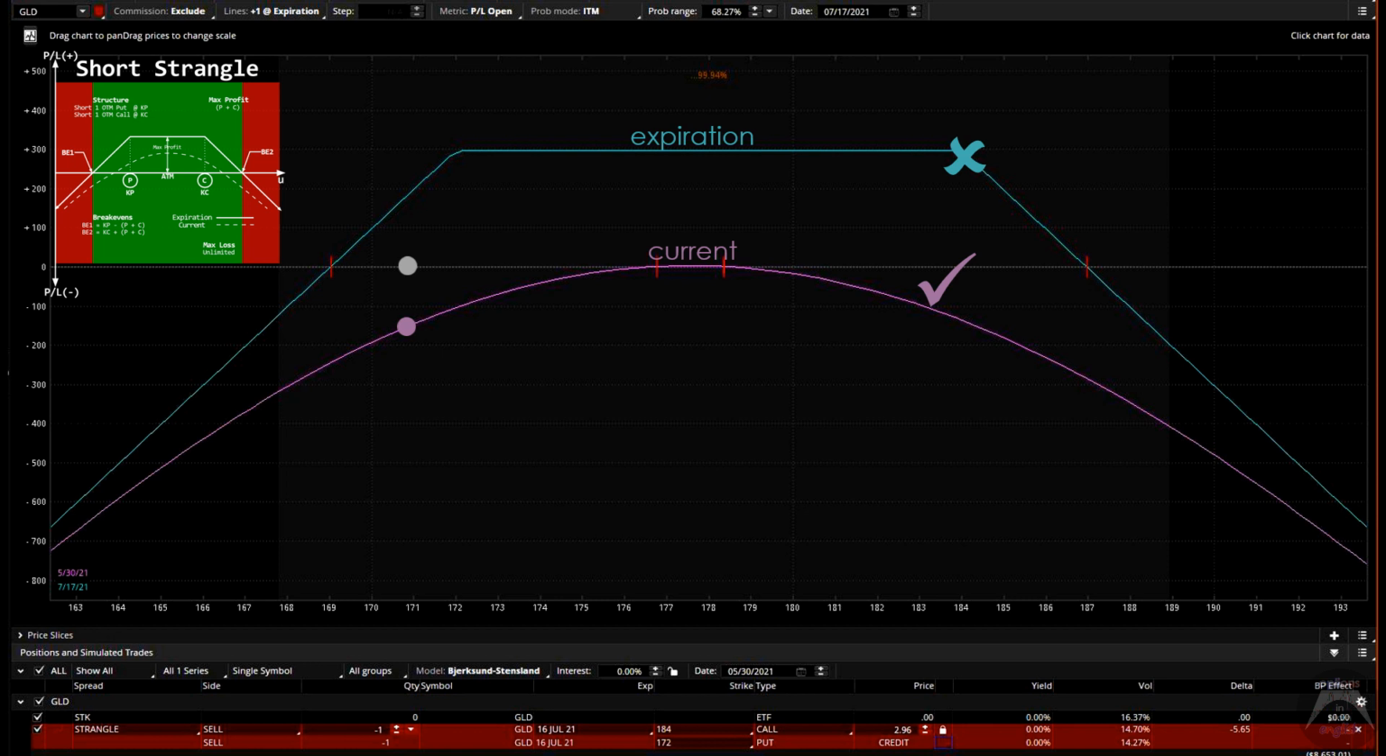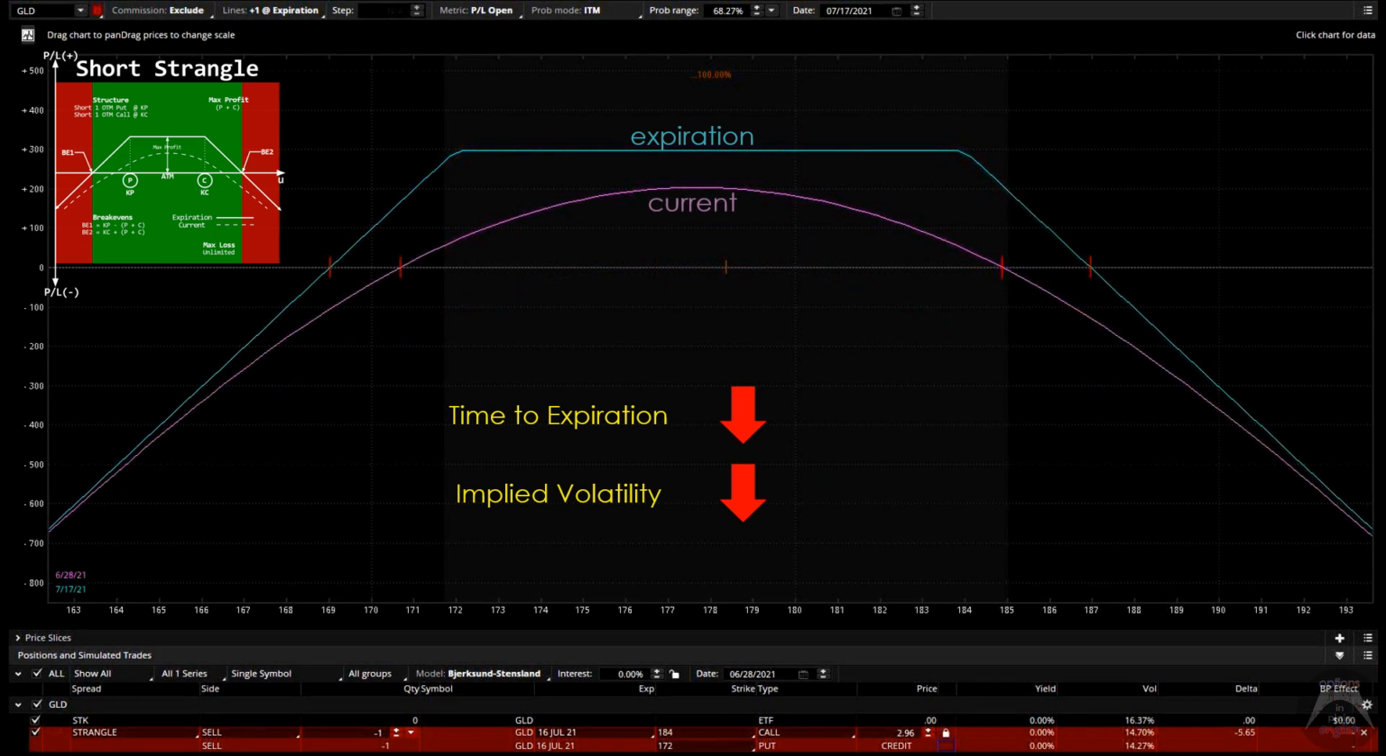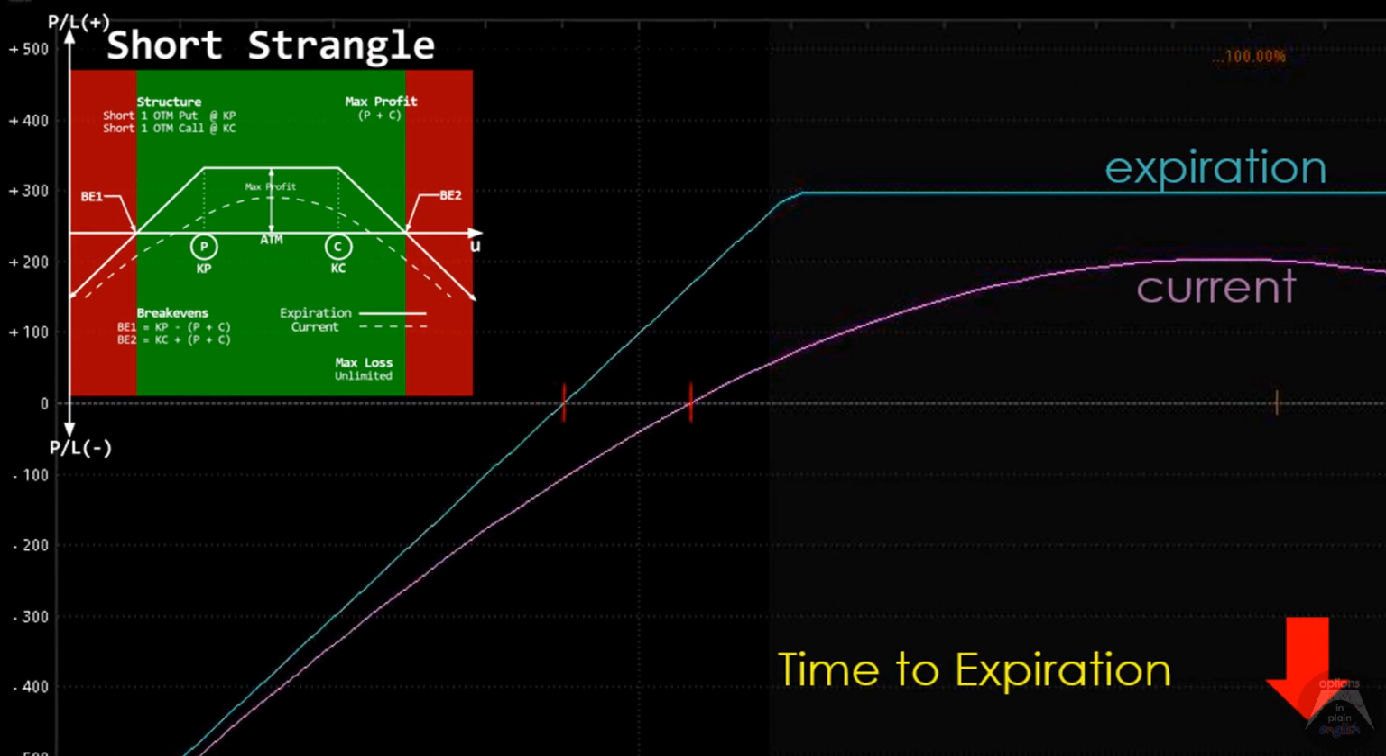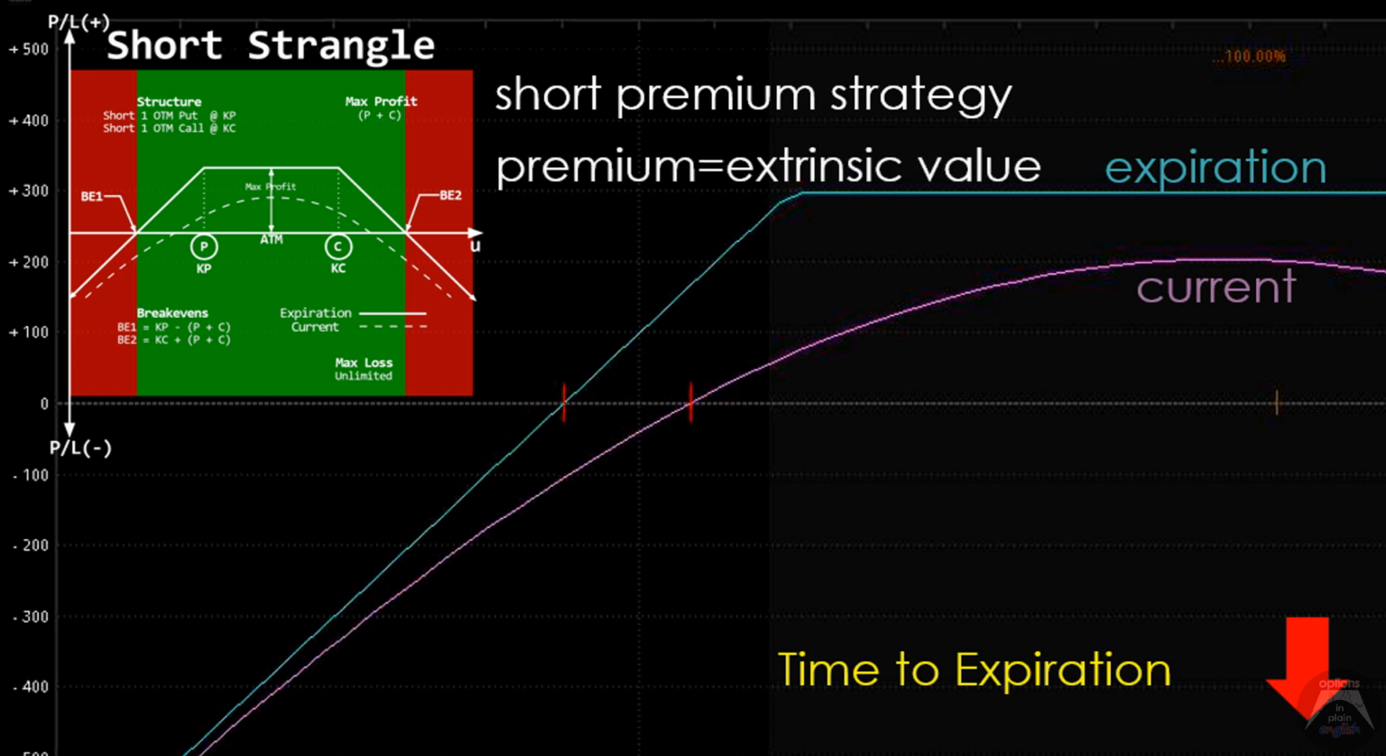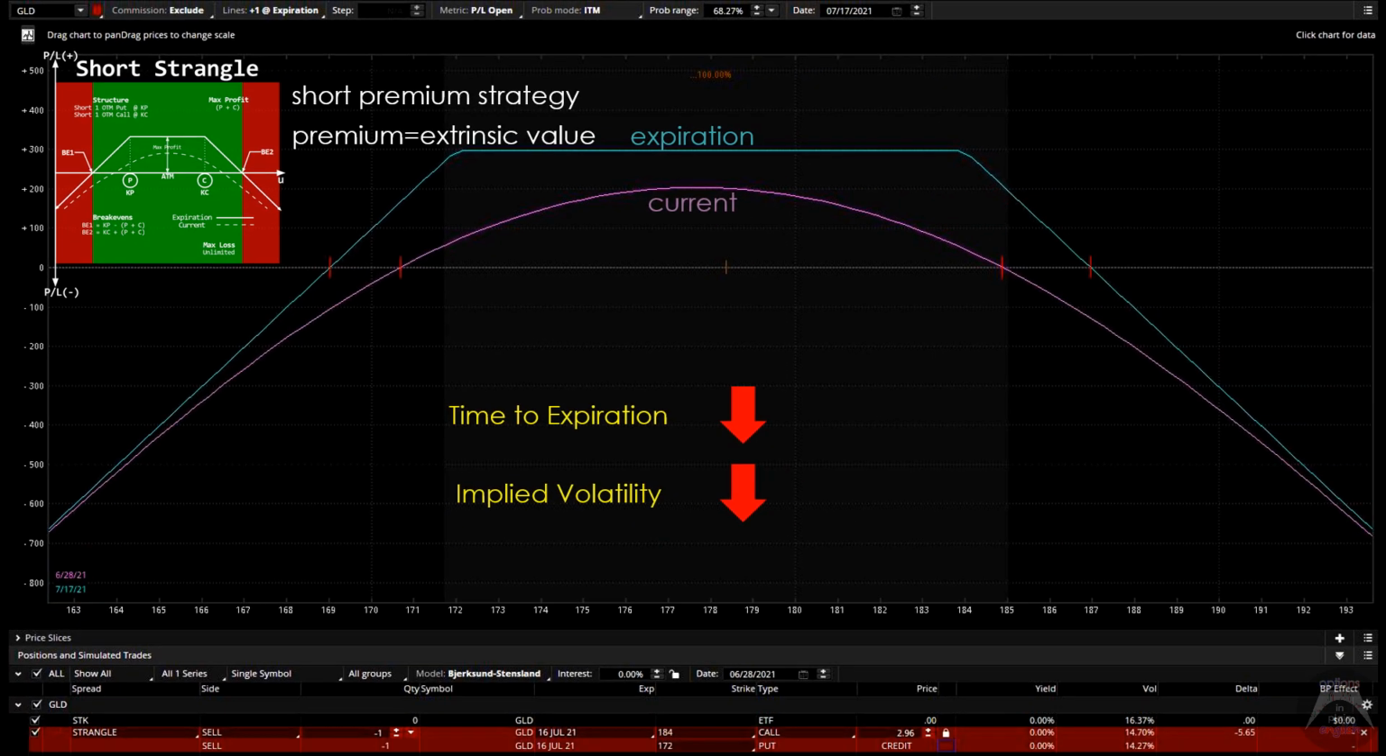Also, as we mentioned before, this current P&L line changes as time to expiration and implied volatility change. Time to expiration can only go down, but implied volatility could go up or down, depending on market conditions. In this case, if time to expiration or implied volatility or both go down, the current P&L line will be shifted upwards because a short strangle is a short premium strategy, where premium is another word for extrinsic value in an option. In terms of Greeks, the profits or losses due to the passage of time are quantified by theta, and the ones related to implied volatility are quantified by vega.